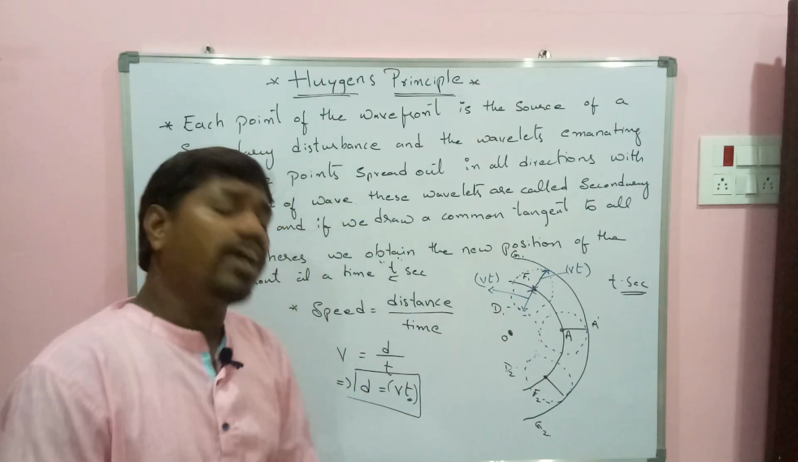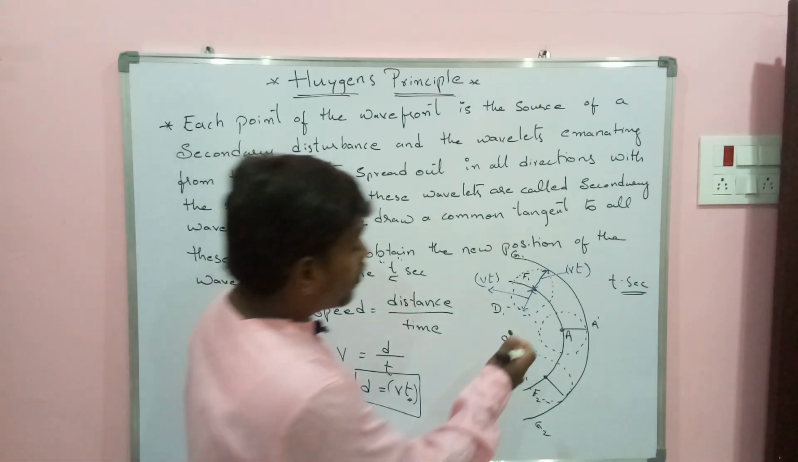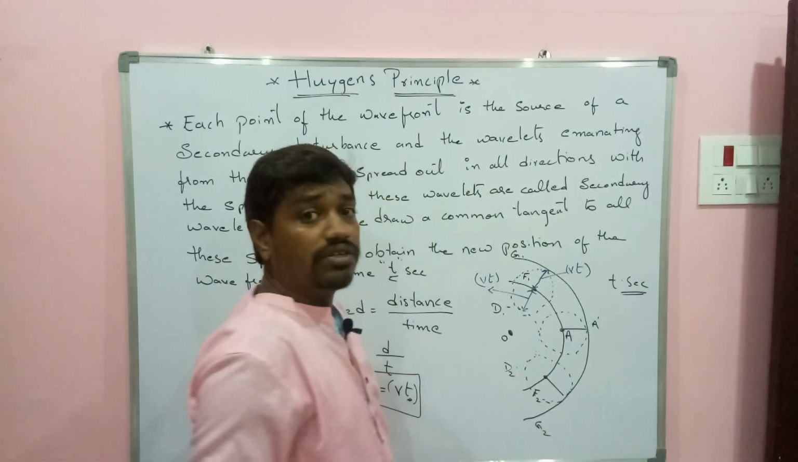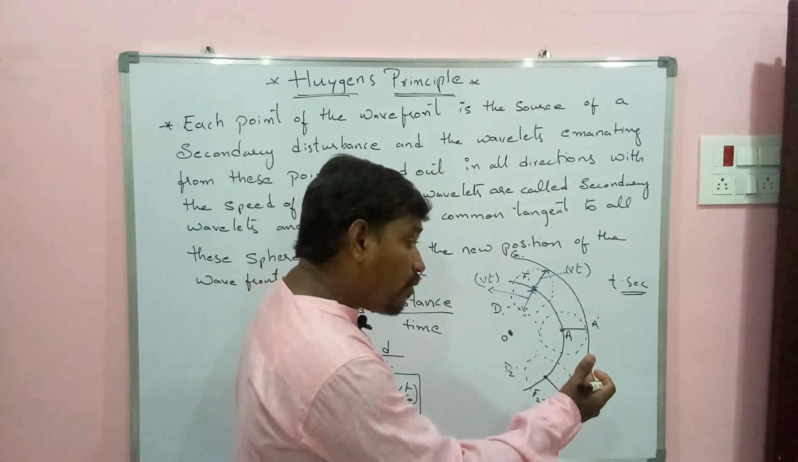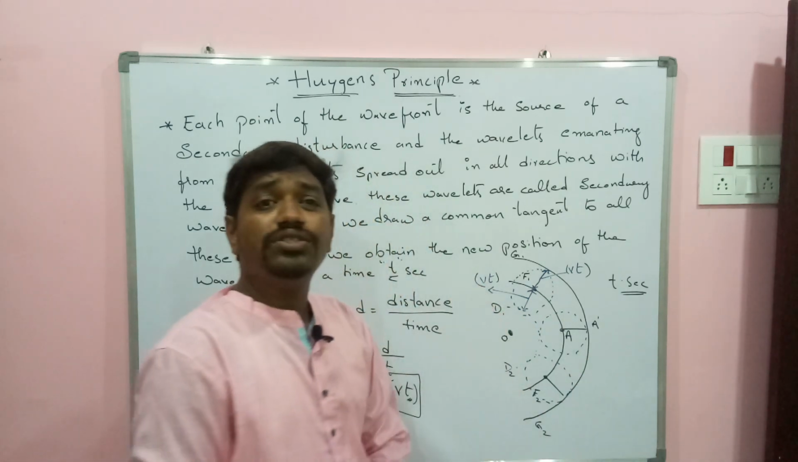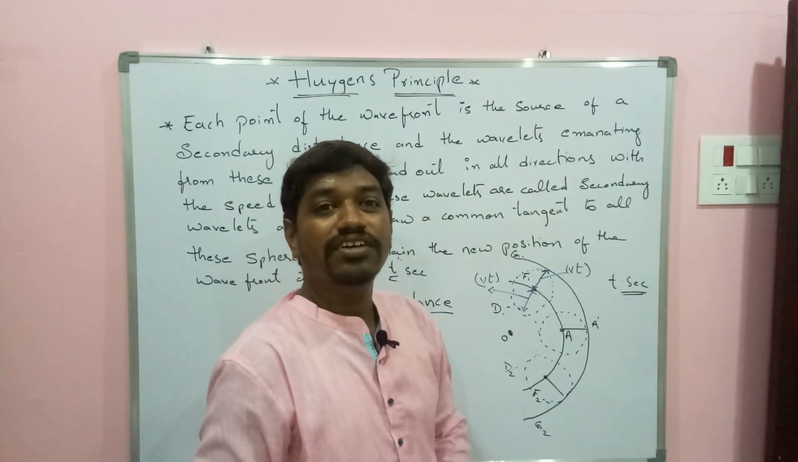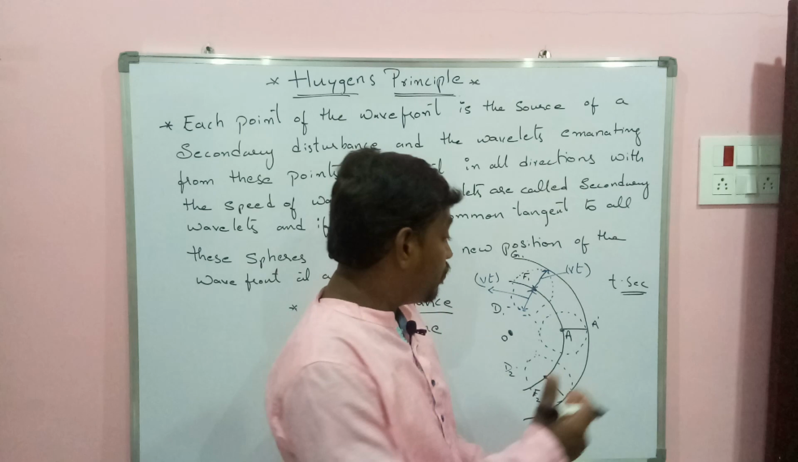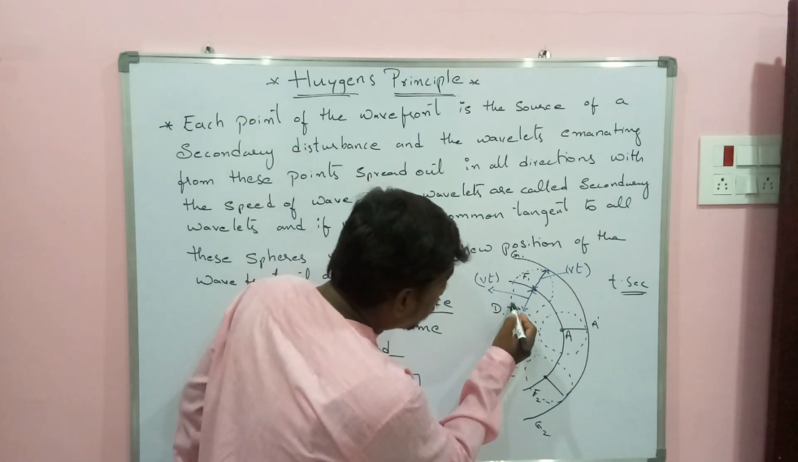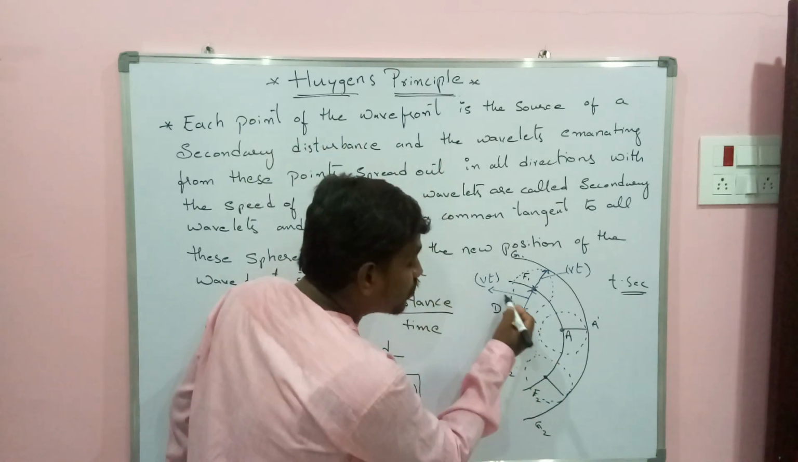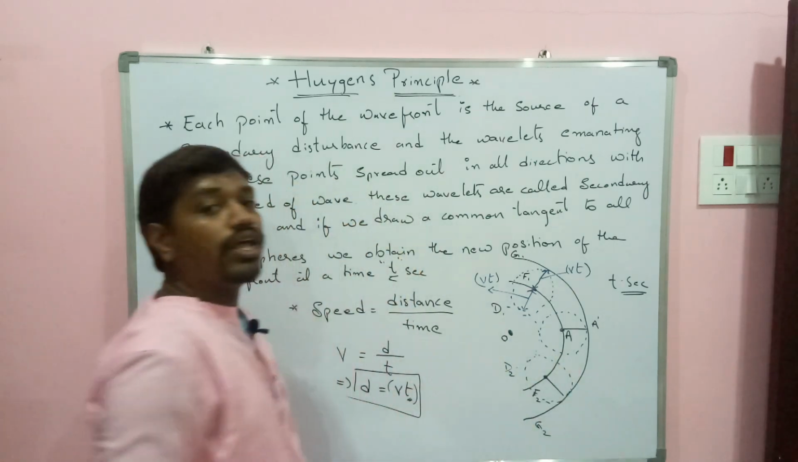Now we may get a doubt. Here the wave has advanced in the forward direction. Does the wave advance in the backward direction also? According to this principle, it should advance in the backward direction also. Here we will get a common tangent, so we will have the wavefront in the backward direction also.